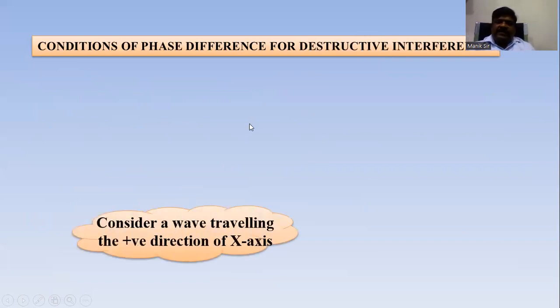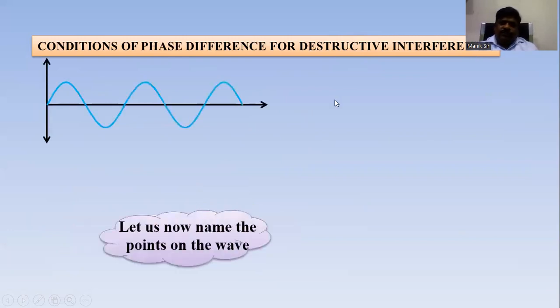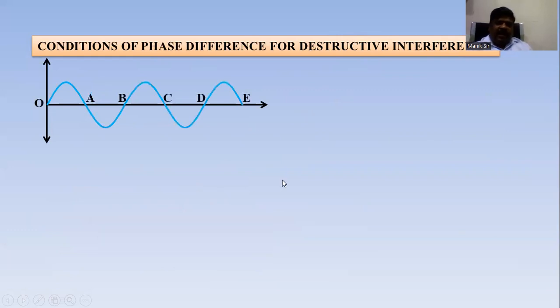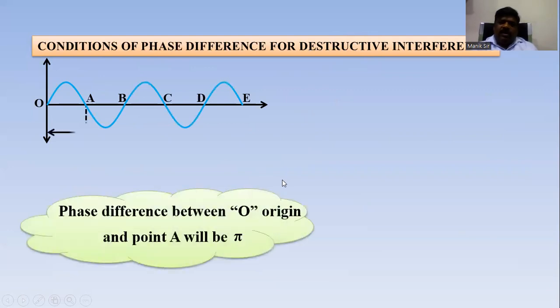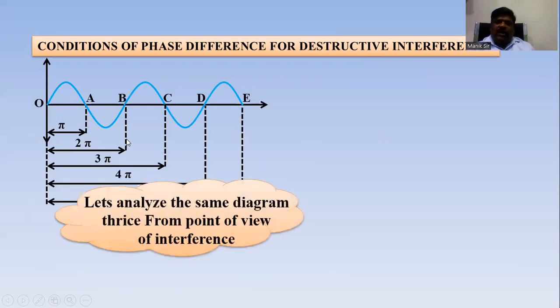Now, let us discuss. See, the title is changed here. Consider the phase difference for destructive interference. So this is the first wave as shown. Let us name some points A, B, C, D, E as usual. Now the phase difference between O and the point A is pi. Then for B it is 2 pi. For C it is 3 pi. For D it is 4 pi. And for E it is 5 pi. Now let us analyze the same diagram thrice from point of view of the interference.